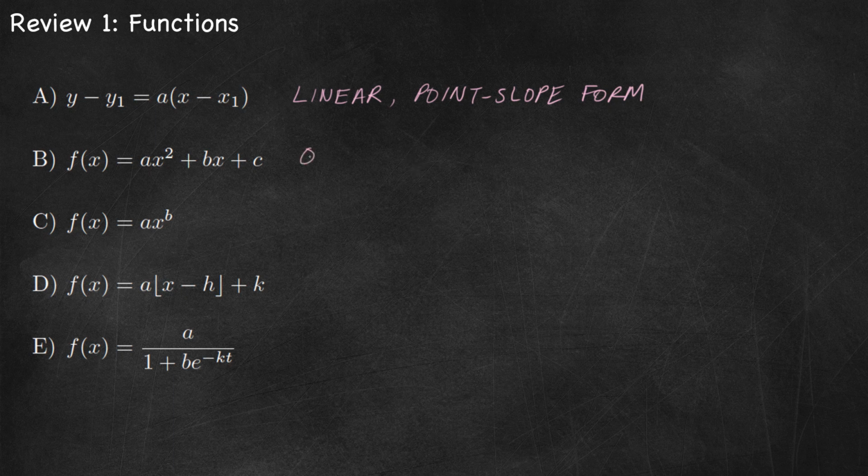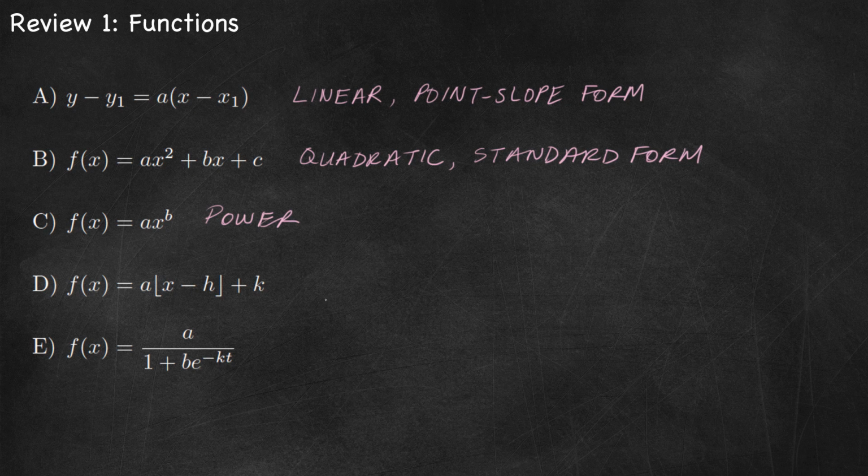Equation B, this is a quadratic function. And like linear functions, there are several different forms that we can write quadratic equations in. This one is in standard form. Standard form makes it easier for us to identify the y-intercept. In this case, the y-intercept is 0, c. Equation C, assuming that b is a positive integer, this is a power function.